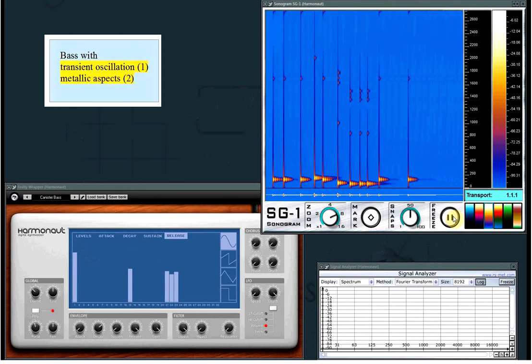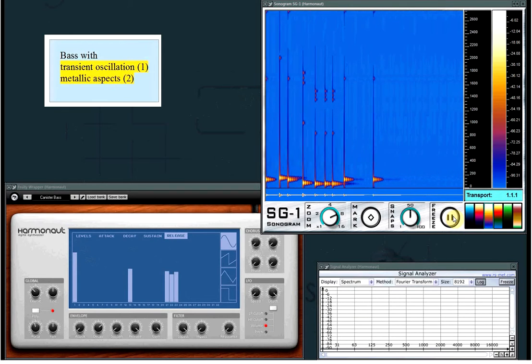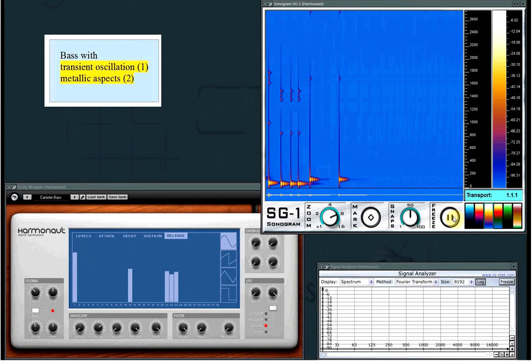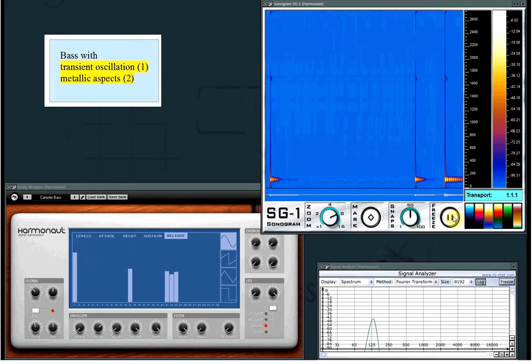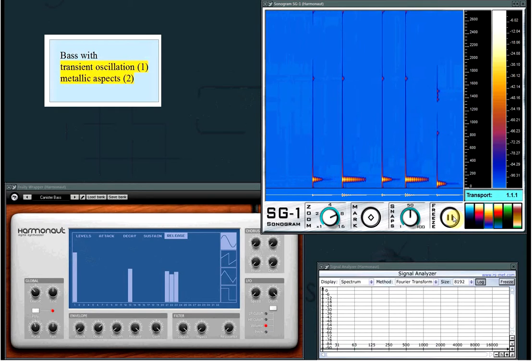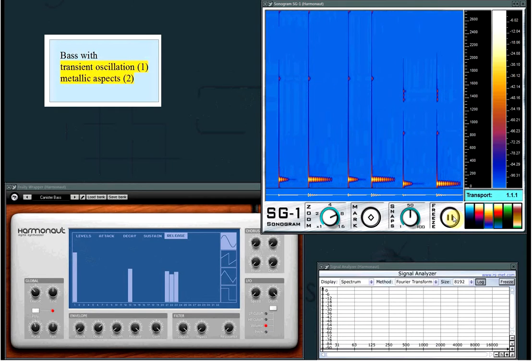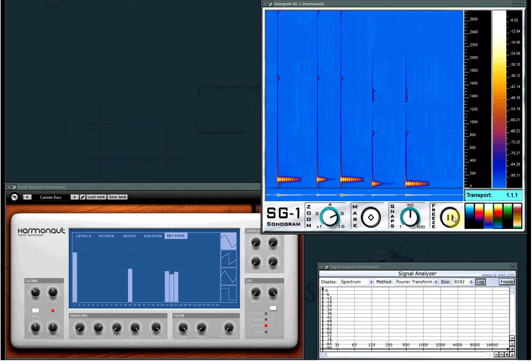So I'm playing legato now, and after legato, staccato, and so on. Legato, staccato, longer. Legato, staccato, legato, staccato. All right.